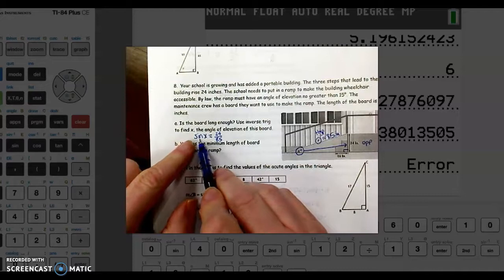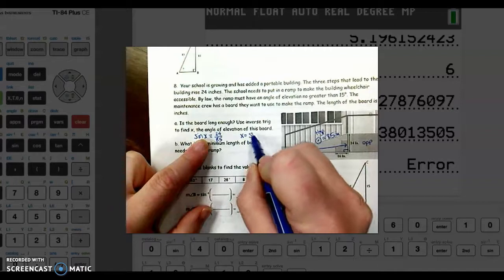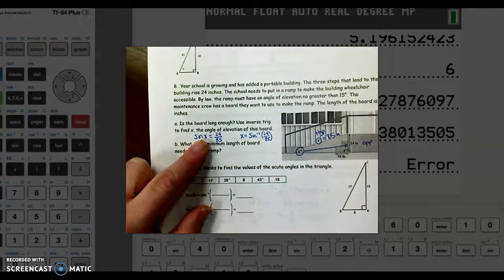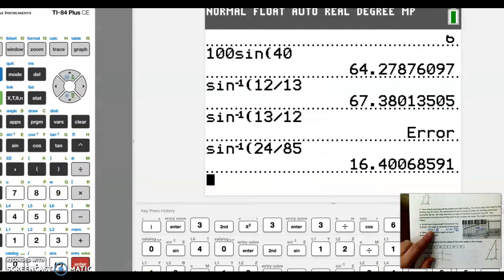So to get rid of the sine, we have to use inverse sine. So x is simply going to be the inverse sine of 24 over 85. So that's what I'm going to put in my calculator. Let me minimize that. Second sine of 24 over 85. And remember, we want this to be 15 degrees or less. And it is not. Okay, so no, the board is not long enough because it does not create an angle that is 15 degrees or less.